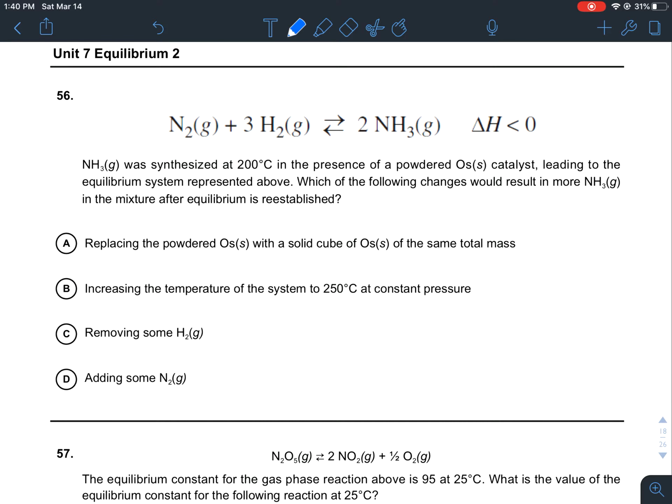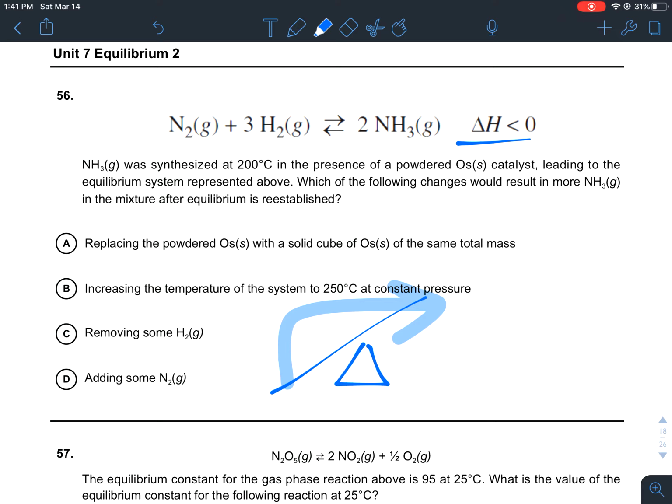Let's move on to 56. Again, we have the Haber process. It is exothermic. NH3 was synthesized at 200 degrees Celsius in the presence of a powdered Os catalyst, leading to the equilibrium system represented above. Which of the following changes would result in more NH3 in the mixture after the equilibrium is reestablished? So what would do this? Because that would make you create more NH3.